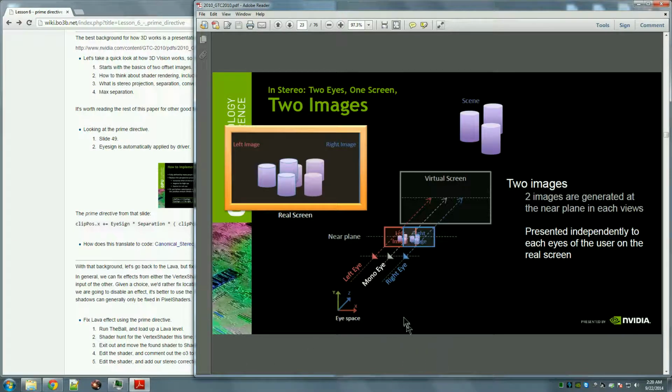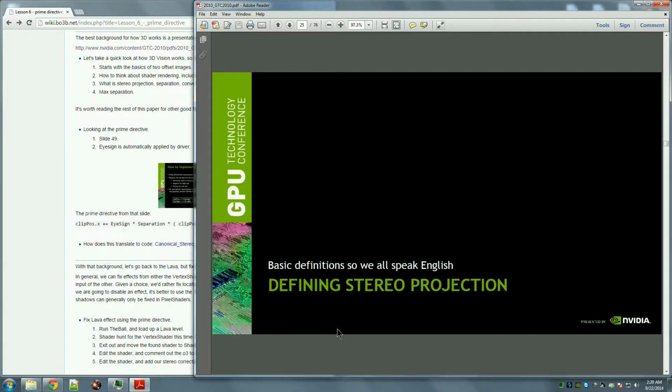No big thing there. The most thing to note is that the left eye is shifted to the left and the right eye is shifted to the right, and the coordinate axes. Okay, I'm going to go ahead and keep going forward.